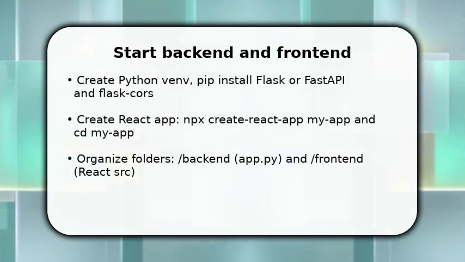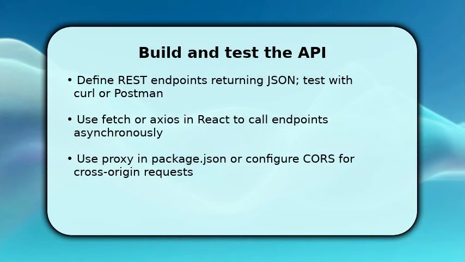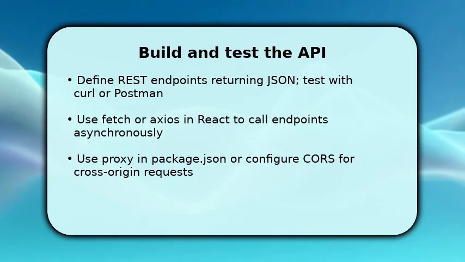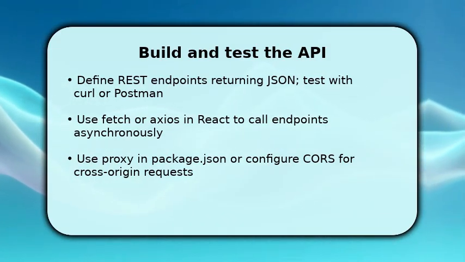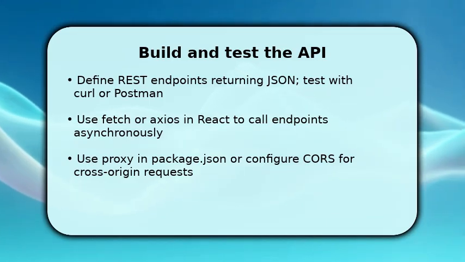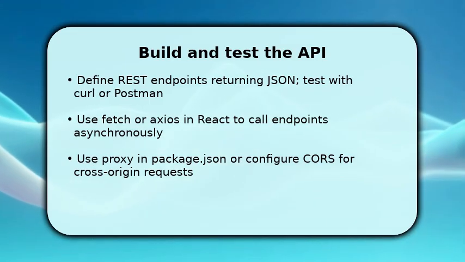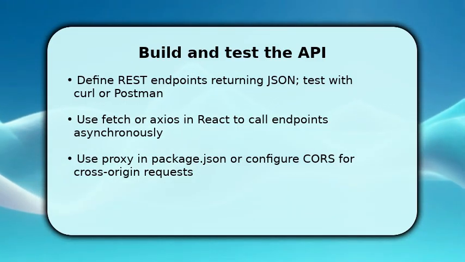for testing. Now focus on the detailed wiring that makes the two talk. Define clear REST endpoints in Python that return JSON and test them with curl or Postman so you know responses are stable. In React, use fetch or axios inside useEffect or event handlers to call those endpoints and update component state with the JSON.